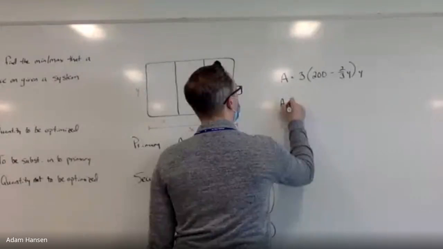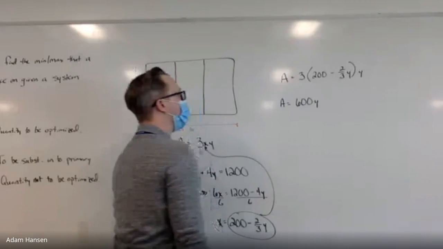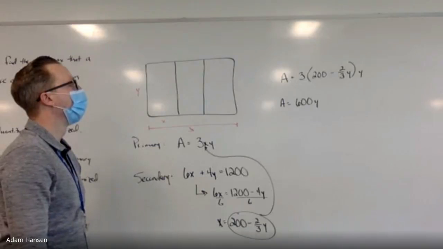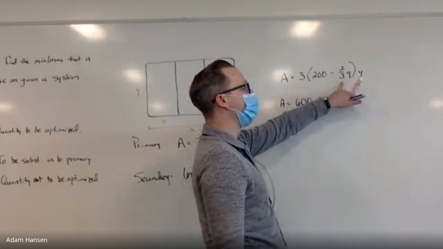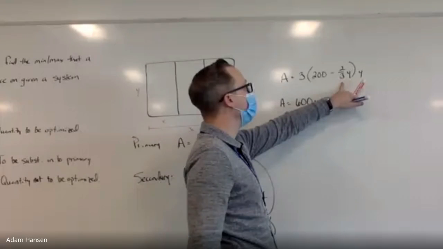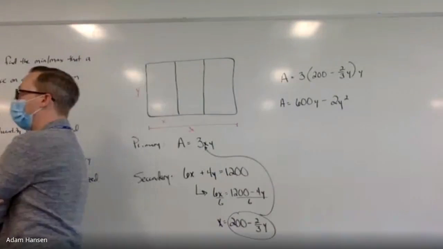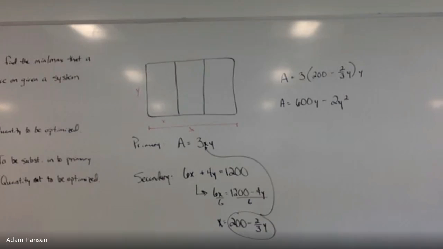Let's take everything times 3y. So 3y times 200, 600y. What's 3 times 2/3? What's 2/3 of 3? 2. So this would be 600y minus 2y squared. So only in terms of y, there's our expression for the area.